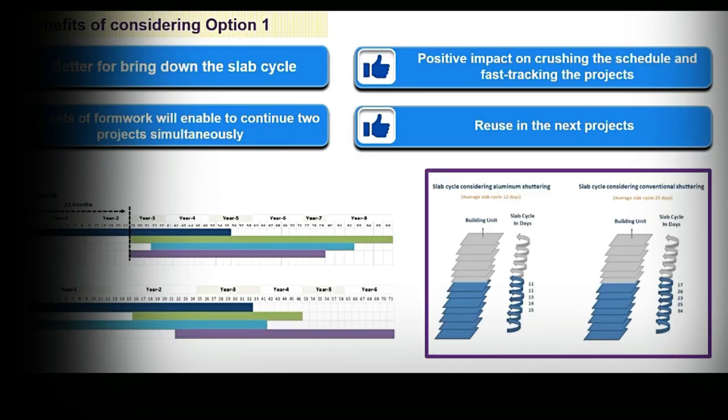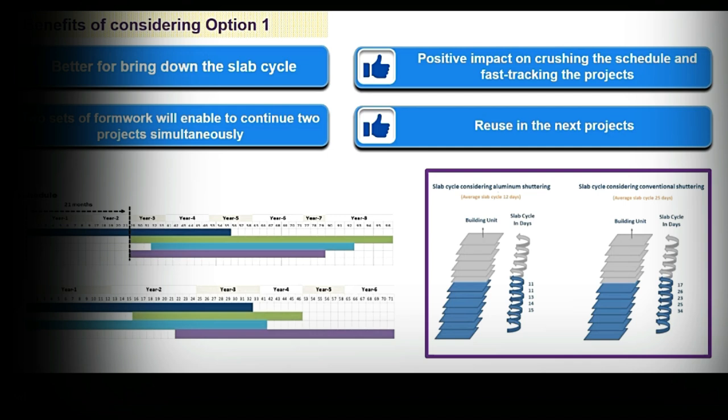My second approach was based on the critical path. I observed that in the critical path, structural work was the major activity. That's why I suggested my client use aluminum shuttering work instead of conventional shuttering work. The use of aluminum shuttering reduces the slab cycle. So I suggested procuring two sets of shuttering, which would enable starting two projects at the same time, in the same year. And this procured aluminum formwork would also be helpful in upcoming projects if they have any.